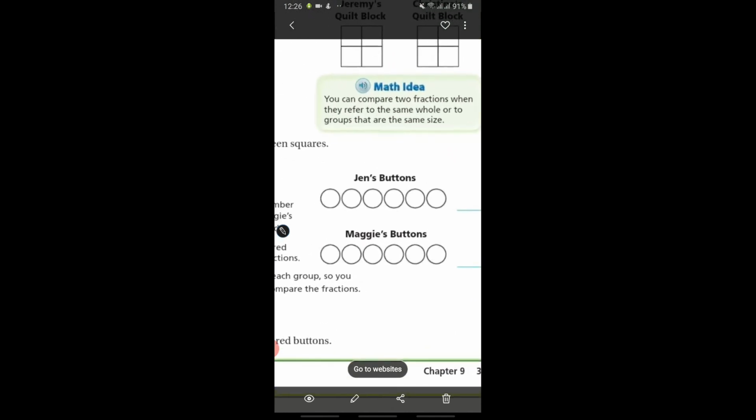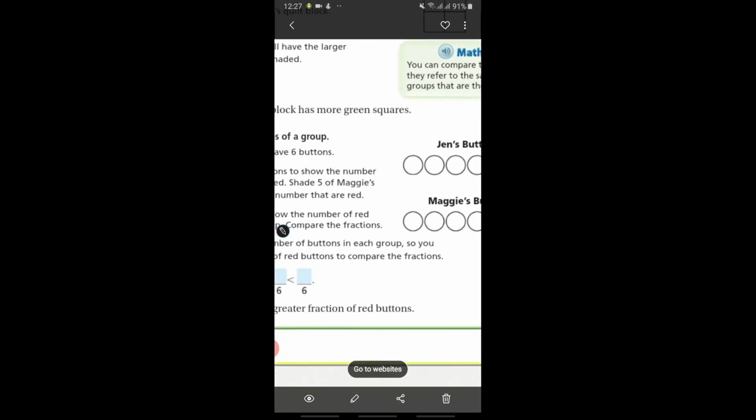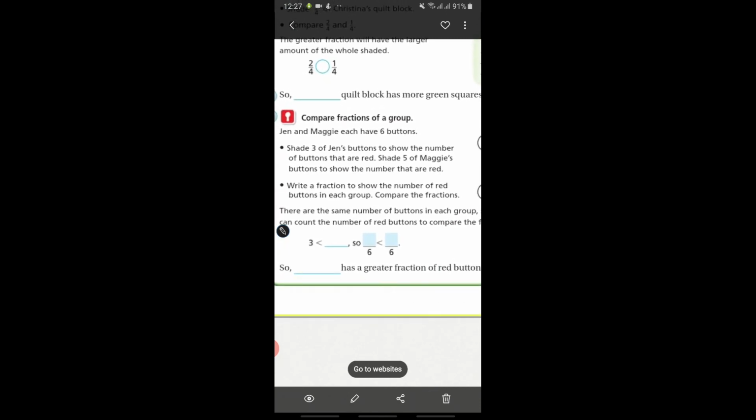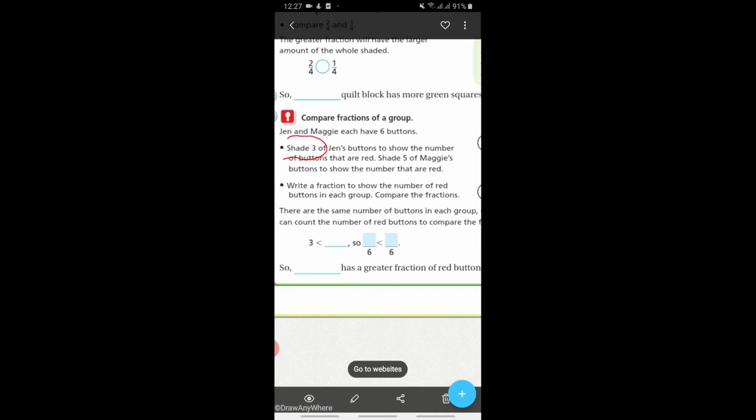First I will read the question. Here also we have to compare fractions of a group. Jane and Maggie each have 6 buttons. So you can say we have 6 buttons, 1, 2, 3, 4, 5, 6, and 1, 2, 3, 4, 5, 6. This is the buttons of Jane and this is the buttons of Maggie. Now in the question it is said that we have to shade 3 out of 6 in Jane's buttons.